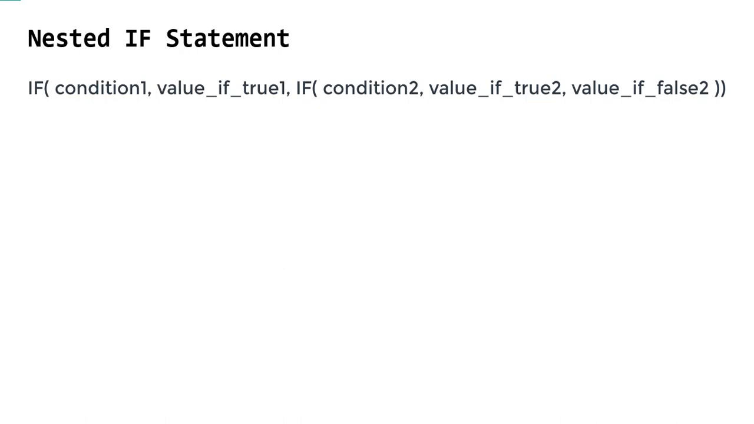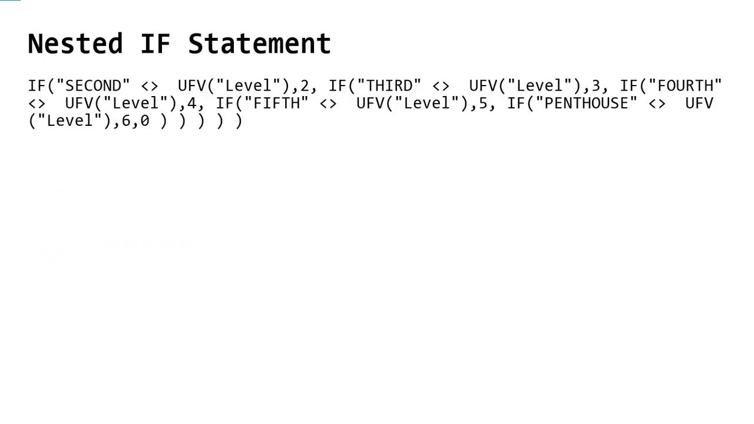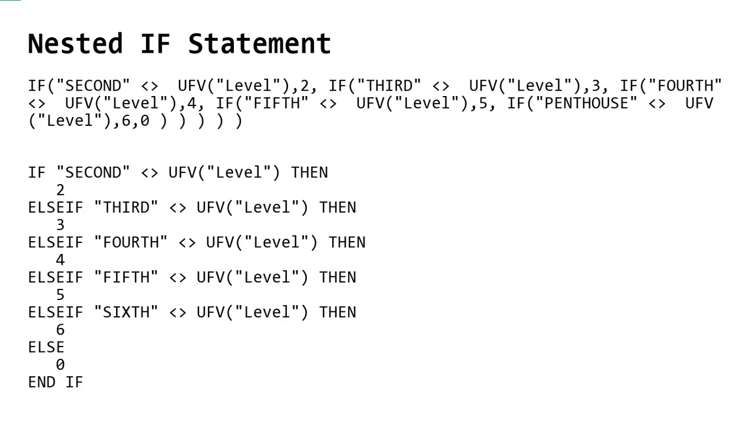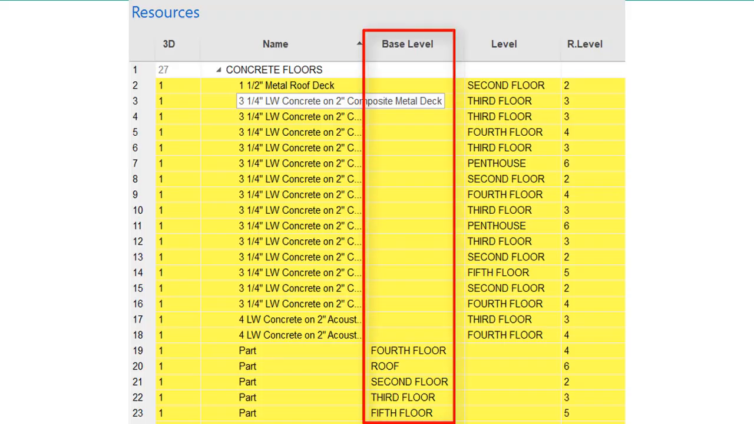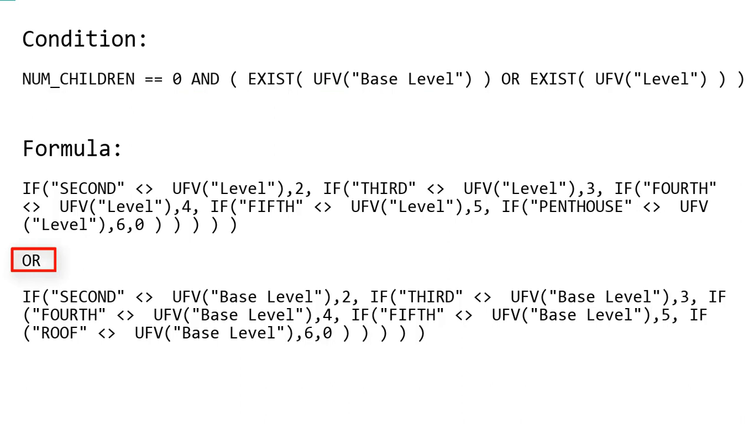The syntax for the nested if function is the following. This is equivalent to the following if then else statement. So, the nested if function in this formula can be interpreted as the following. Since the level information is in two different resource user fields, the formula has the logical operator OR to check in both the level and base level user fields. These calculated task and resource user fields can then be used to facilitate auto-matching.